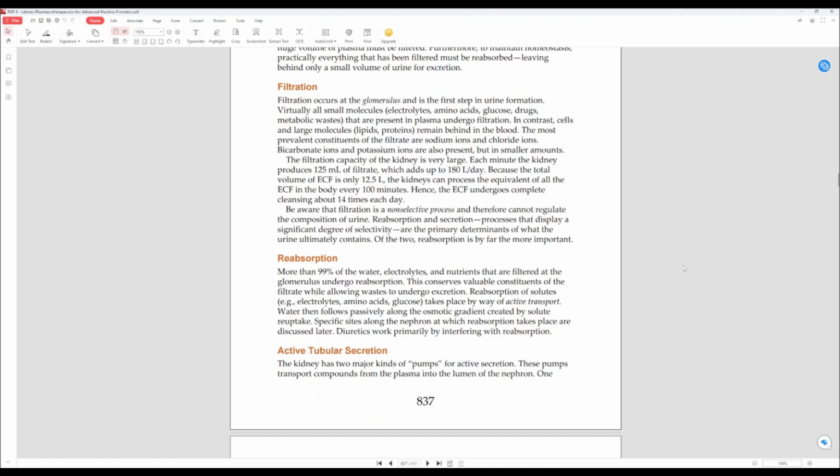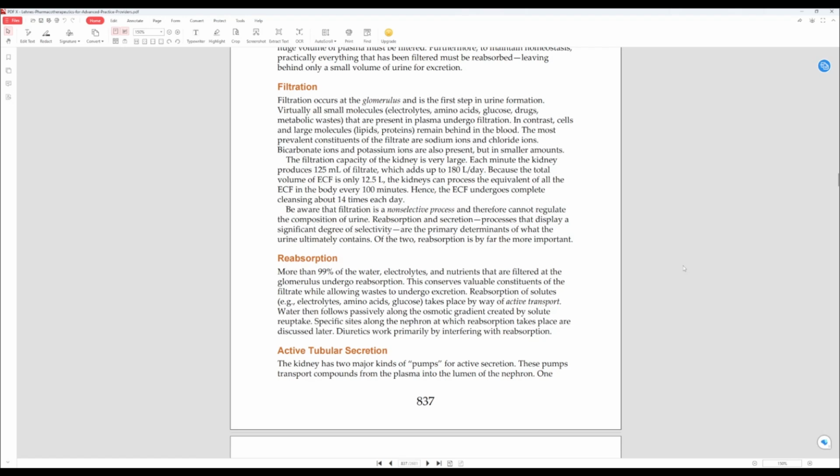So, speaking of filtration on its own, filtration occurs at the glomerulus and is the first step in urine formation. Virtually all small molecules, your electrolytes, amino acids, glucose, drugs, and metabolic wastes that are present in plasma undergo filtration. In contrast, cells and large molecules, your lipids and proteins, remain behind in the blood. The most prevalent constituents of the filtrate are sodium ions and chloride ions. Bicarbonate ions and potassium ions are also present, but in much smaller amounts.